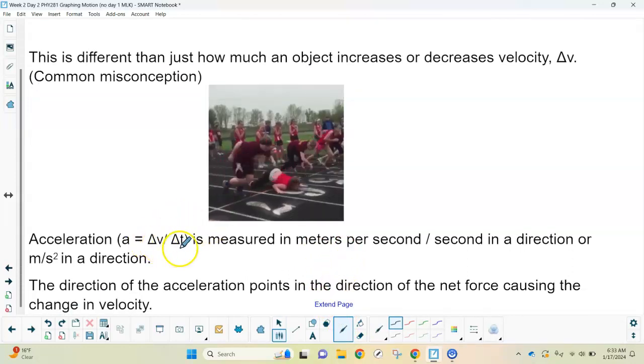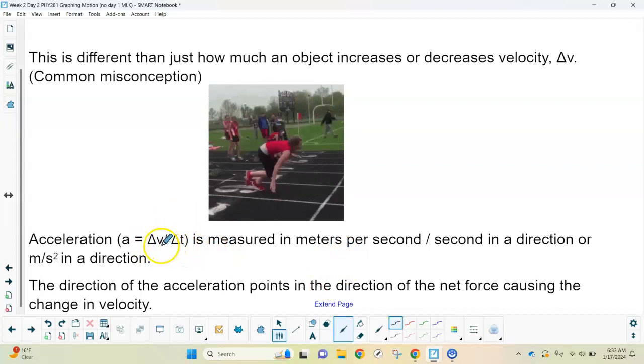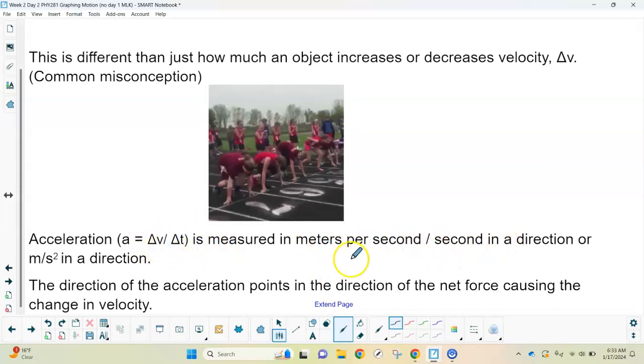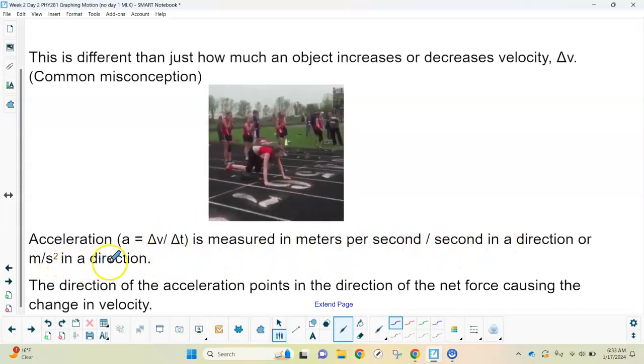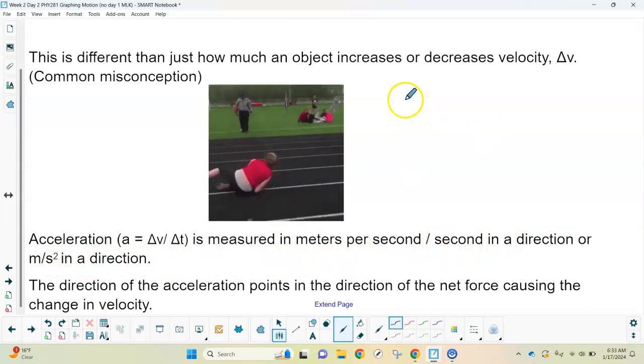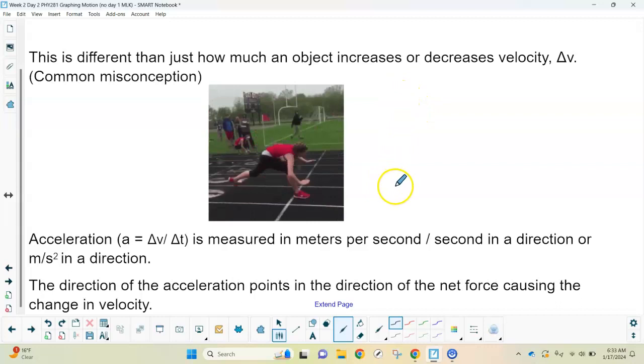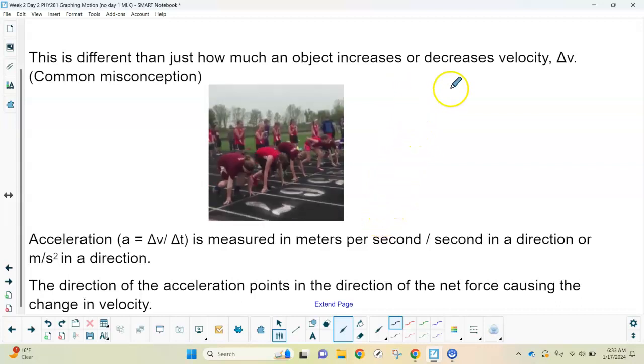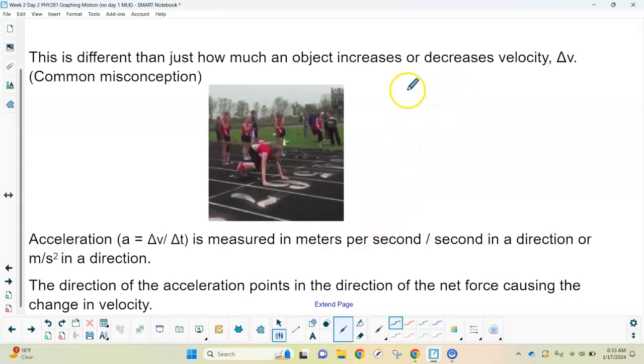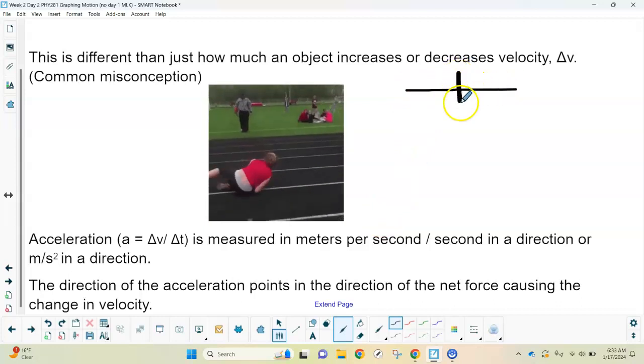The average acceleration equation, again, it's stated there. Acceleration is measured in meters per second in a direction, or meters per second squared in a direction. So just to talk about meters per second and describe what is happening there, the idea is the change in velocity over the change in time.